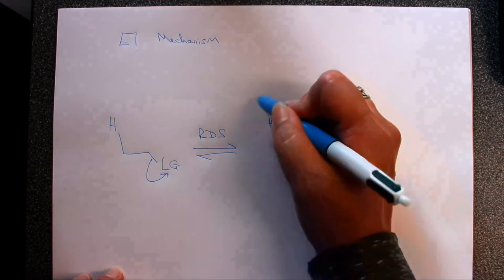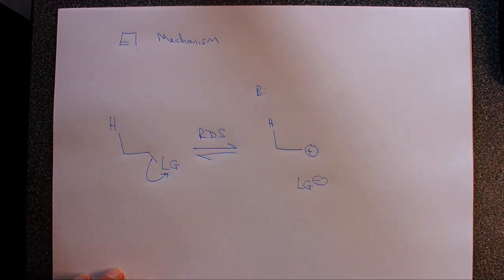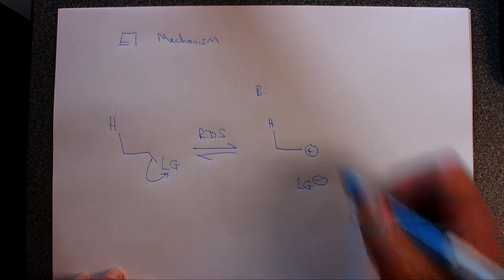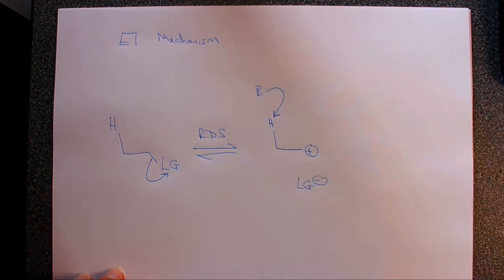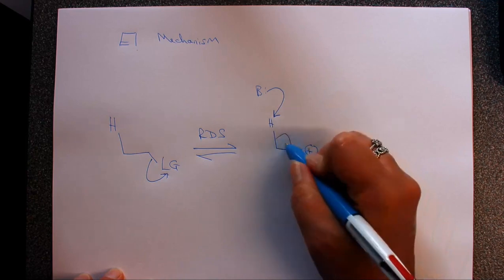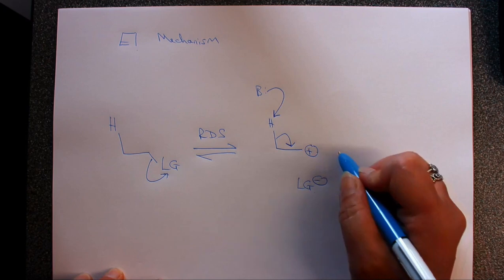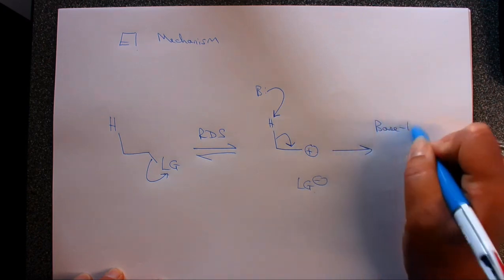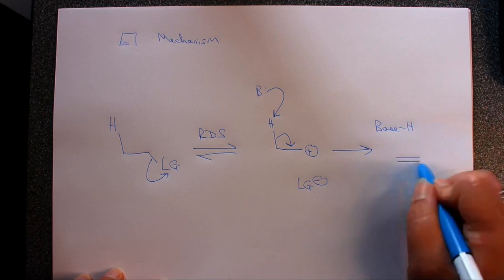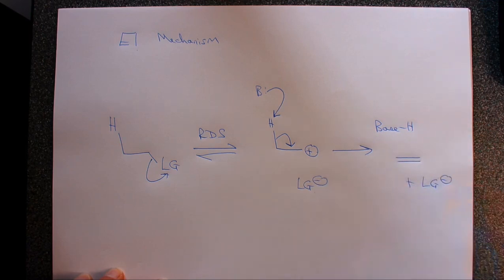What we're going to get in the second stage is the base. Because it's an elimination reaction, we have a base. That base is going to pull off the hydrogen, and it's going to push the electrons in here to make an alkene. So that's our second step. So that will give us base with the hydrogen, it would give us an alkene, and it will give us the leaving group still there.